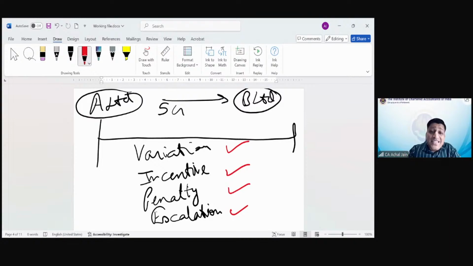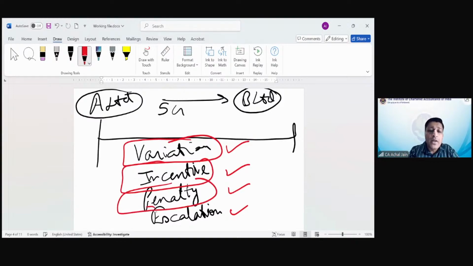But is their amount known? Can we say at the beginning that the amount of variation is known, incentive is known, penalty is known, and escalation is known, and that both parties have agreed? The answer is no. Why? Because only when these components arise will both parties get into a discussion and mutually agree. There will always be some discussion in relation to these components.